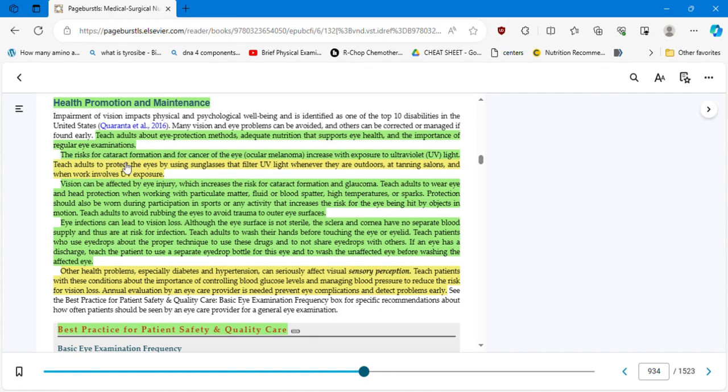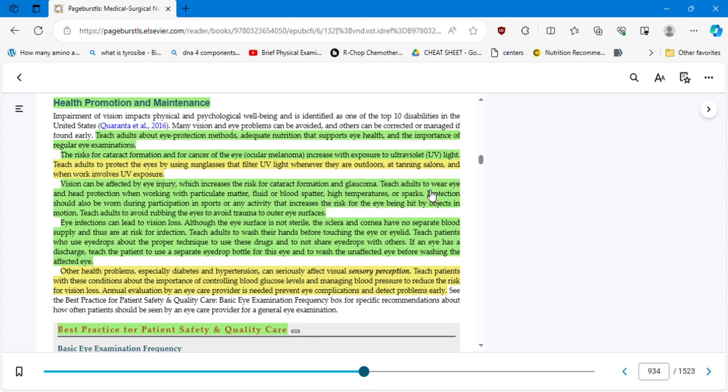Okay, teach adults to protect the eyes by using sunglasses that filter UV light whenever they are outdoors, at tanning salons, and when work involves UV exposure. Vision can be affected by eye injury, which increases the risk for cataract formation and glaucoma. Teach adults to wear eye and head protection when working with particulate matter, fluid or blood spatter, high temperatures, or sparks.